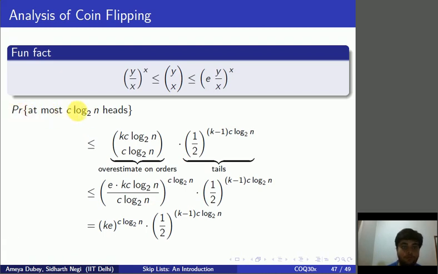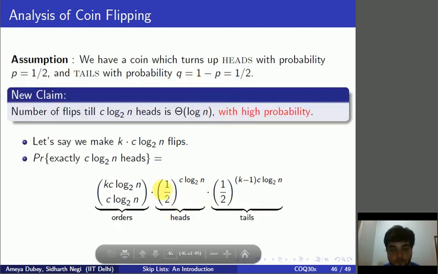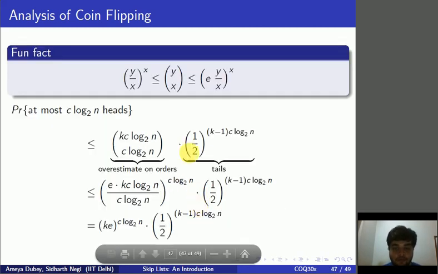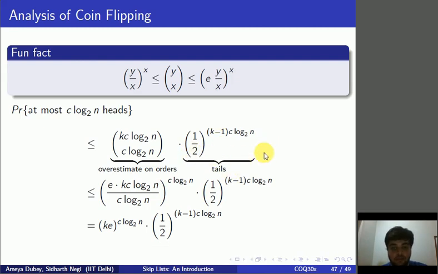So the probability that we have at most C log n heads here is, again, an overestimate now, and we have completely dropped the heads term that we were looking for. Now we have a purely tails term, because we're talking about at most C log n heads, and this combination, choosing C log n from k log n. This is an overestimate now because we are at most C log n.